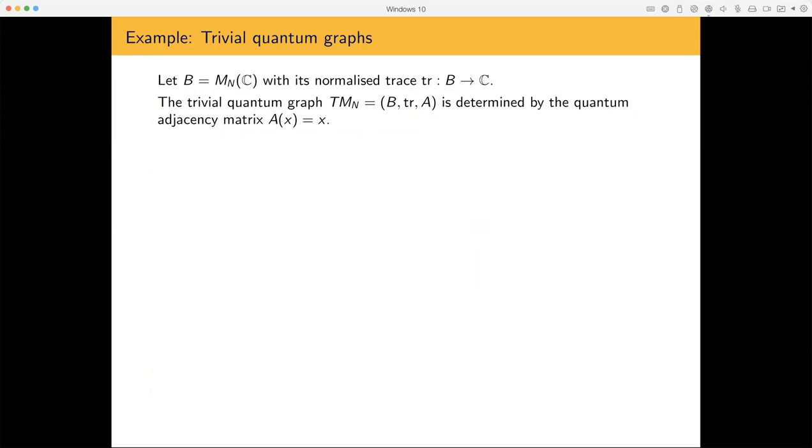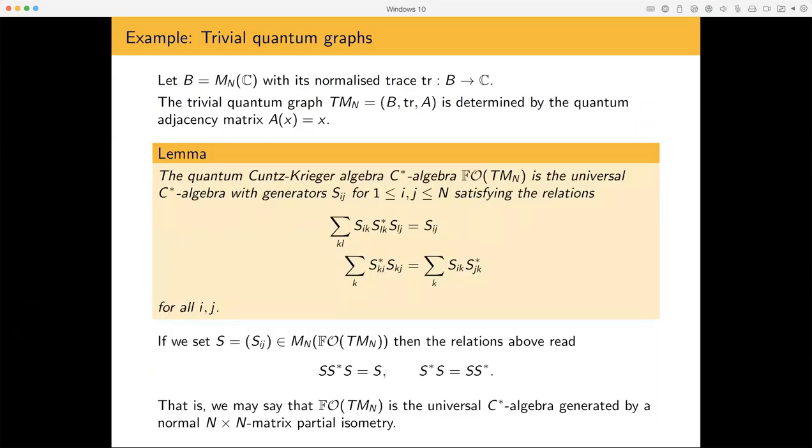So that's perhaps the easiest thing you can look at. But still, the algebra that comes out of this is already somewhat interesting. If you decipher this complicated definition that I showed you, what really happens is you get the following. The algebra associated to this quantum graph is a universal C-star algebra generated by generators Sij, which you can think of as a matrix of elements.